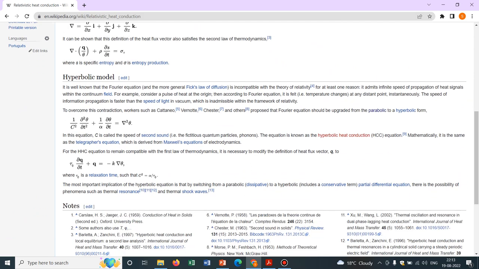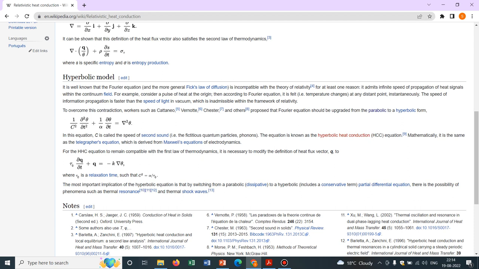Fourier's law. In general, in Fourier's law, we don't have this particular term. Fourier's law is Q equals minus K gradient of theta, where theta is the temperature. We know this equation, but it leads to the paradox, and that is why there should be some modification, some time dependent term, and that is tau 0 times del Q by del t. So what is tau 0? This is called the relaxation time.